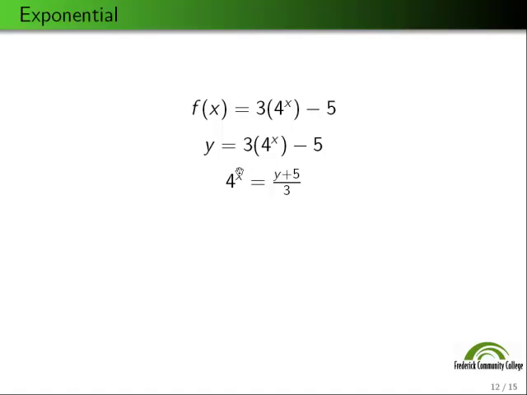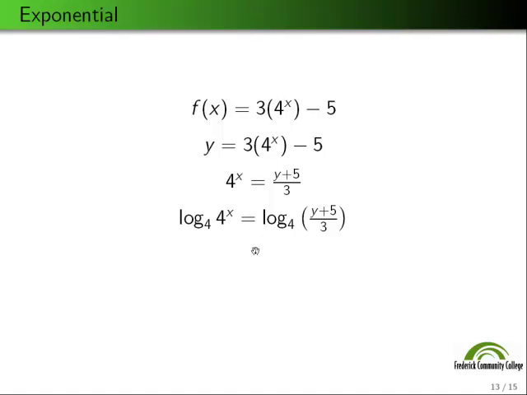And now anytime you have a variable in the exponent, you need to take the log of both sides to get that thing out of the exponent. And the easiest thing to do here is take log base 4, because watch what happens. Log base 4 of 4 raised to the x, that thing is simply x. And then log base 4 of this side. Anything we do to one side of an equation, we have to do to the other to maintain our equality.